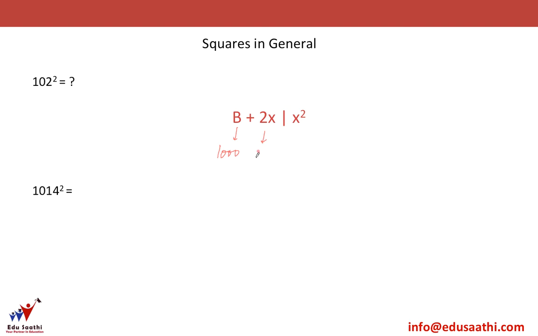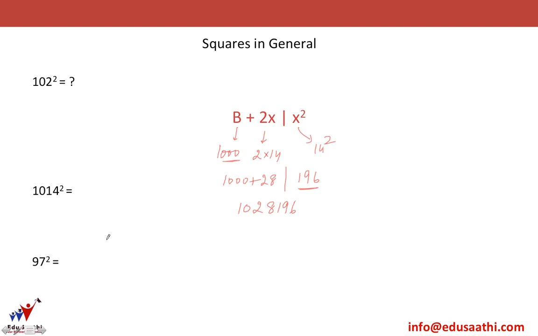1014 square. Here the base is going to be 1000. 2x is going to be 2 into 14, which is 28, and x square would be 14 square. So I get 1000 plus 28 slash 14 square is 196. Now since 1000, the base here, has 3 zeros and I have 3 digits in the value here, this is perfectly fine. So the answer is going to be 1028196.